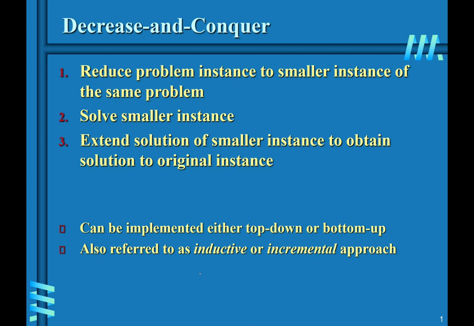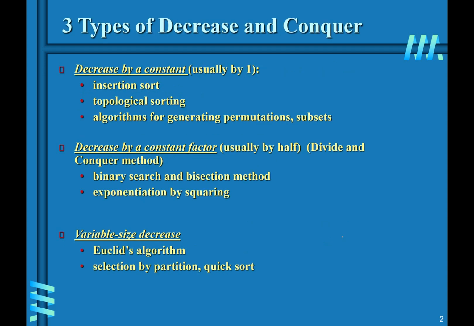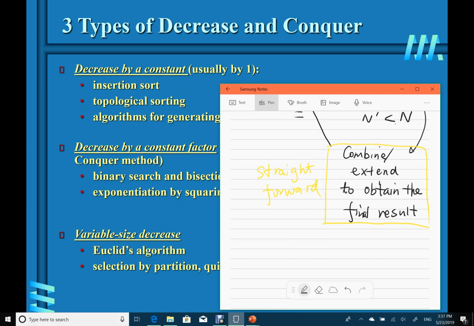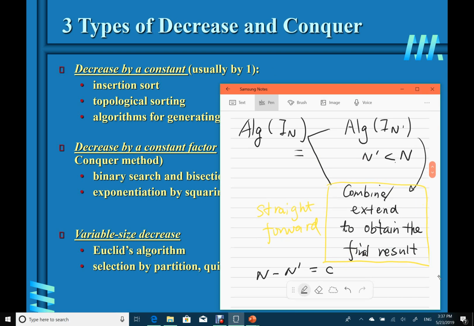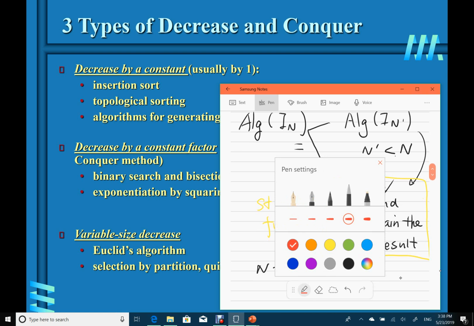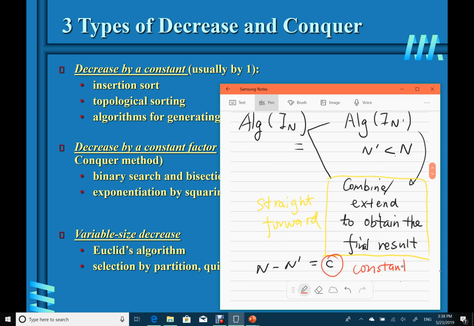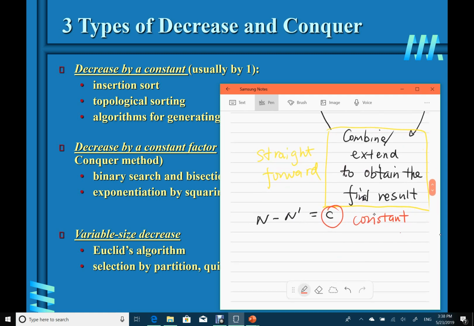There are 3 types of decrease and conquer. The first one, A, is decrease by a constant, corresponding to n minus n prime being equal to a constant. So in each iteration, this is a constant, and it will reduce the problem instance by the same constant. In that case, we call it decrease by a constant. And B, decrease by a constant factor.